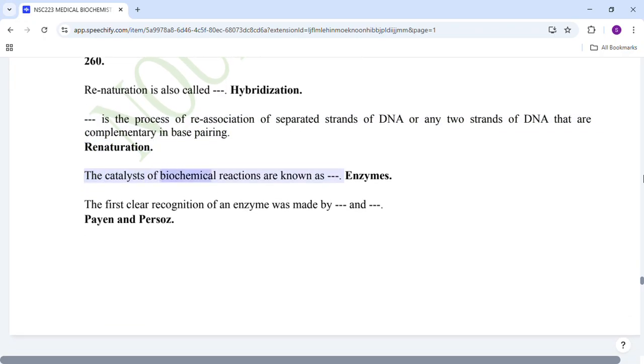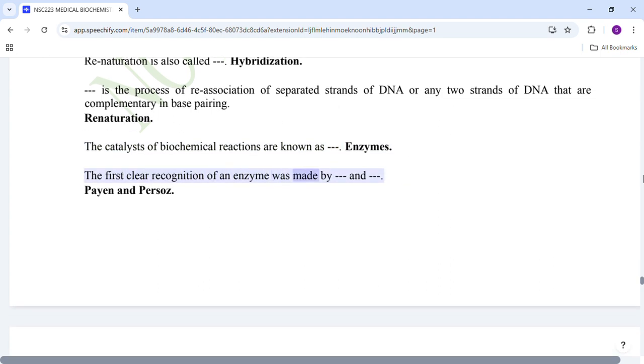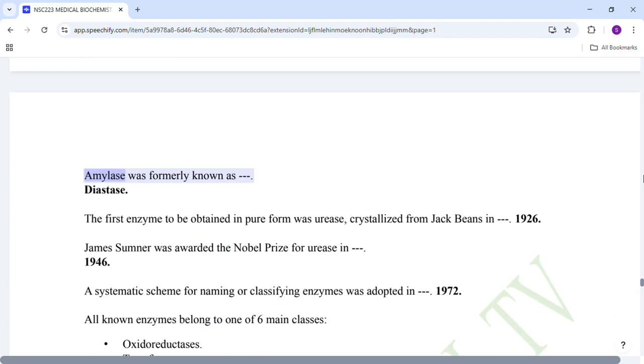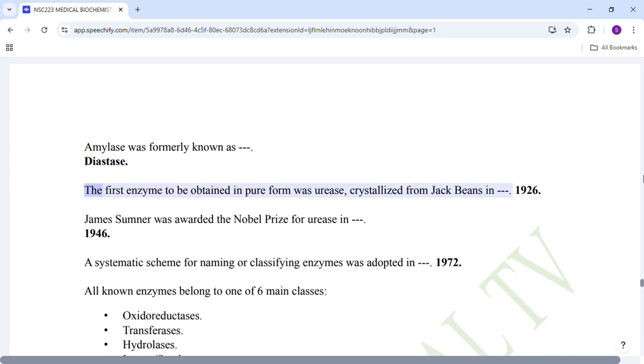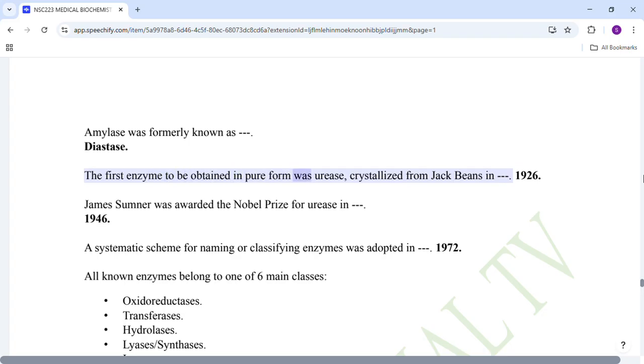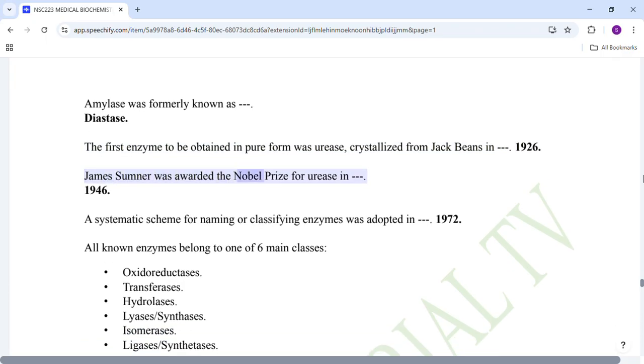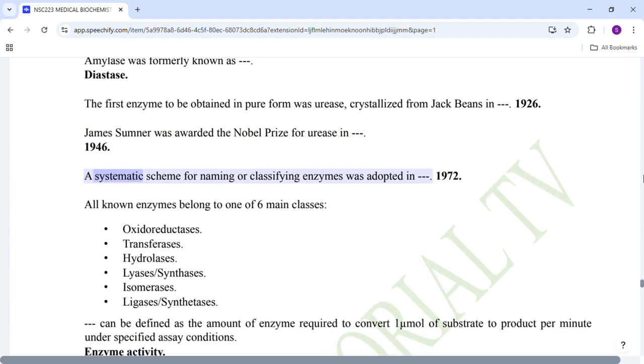The catalysts of biochemical reactions are known as dash dash. Enzymes. The first clear recognition of an enzyme was made by dash and dash dash. Payen and Persoz. Amylase was formerly known as dash dash. Diastase. The first enzyme to be obtained in pure form was urease, crystallized from jack beans in dash dash. 1926. James Sumner was awarded the Nobel Prize for urease in dash dash. 1946.